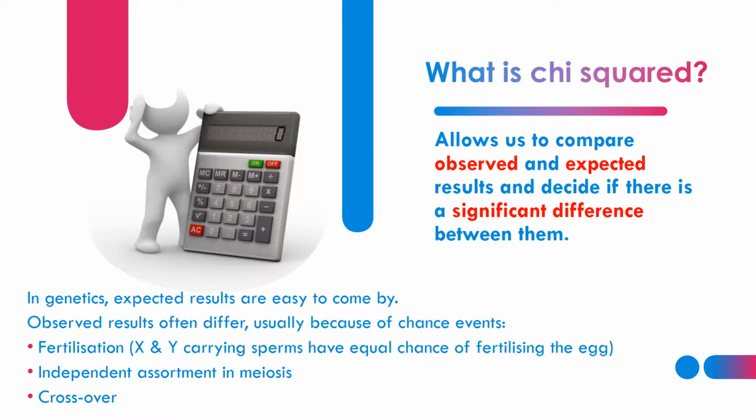Now, this is due to a number of chance events. Chance events could be fertilization, so it's completely random which X or Y sperm fertilizes the egg. They each have an equal chance of fertilizing it. We also have independent assortment in meiosis, and we also have crossing over and the formation of chiasmata. So these all influence the resulting phenotype as well.